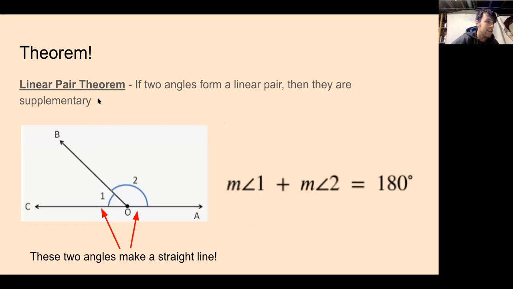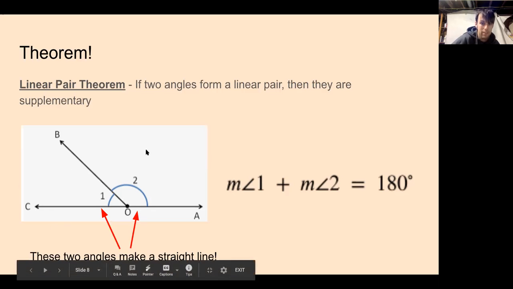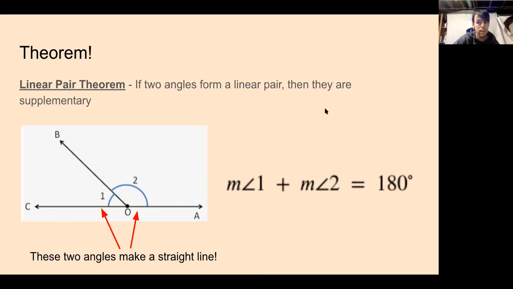So the linear pair theorem says that if 2 angles form a linear pair, that's what this is, together they make a straight line, then they are supplementary, meaning they have to add together to equal 180. Right? Key here with this proof is that we have to remember that a straight angle, a straight line, has a measurement of 180. That's going to be involved in this proof.